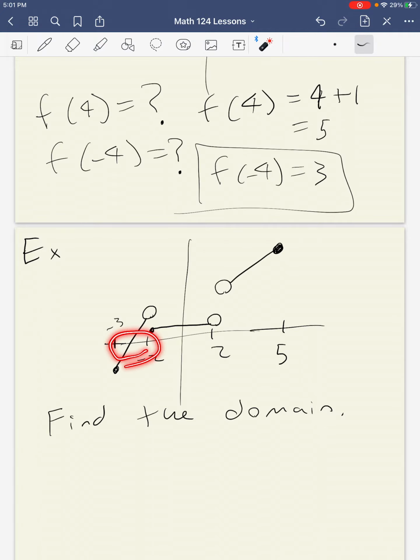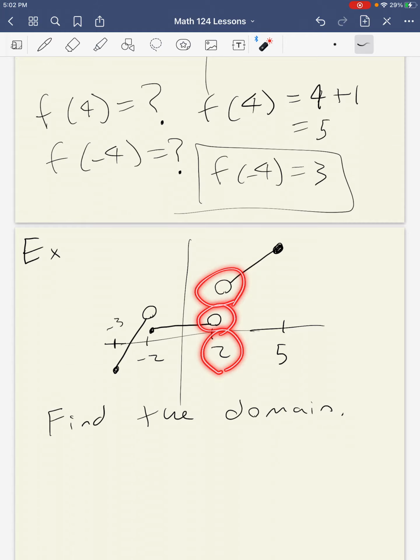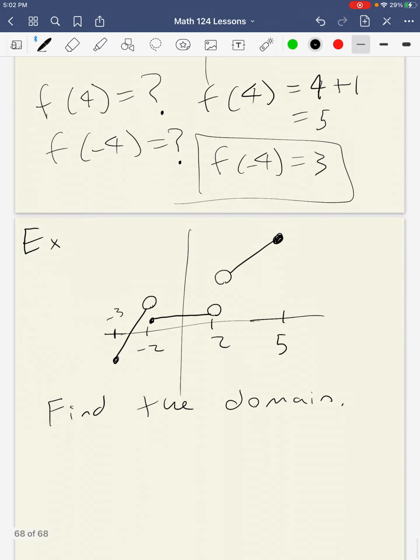So obviously -3 to -2, that's in the domain. So we have a closed polka dot here, and then it's open but then closed here. So -3 is in the domain. -2 is also in the domain because we have this closed polka dot. Notice here though, it's just open polka dots over the x equals 2. So 2 is not in the domain. We only have these open polka dots, which means that's not on the graph. But then for 5, we have this closed polka dot, so 5 is in the domain. So how do we write that?